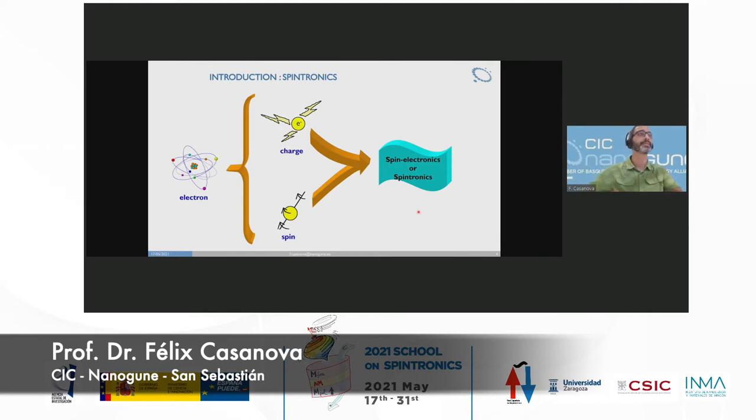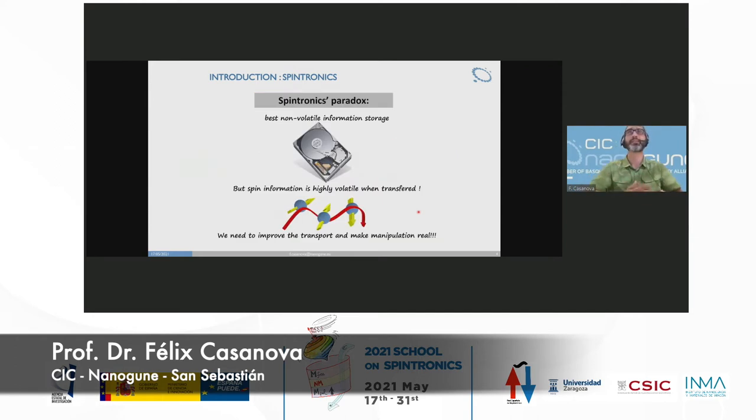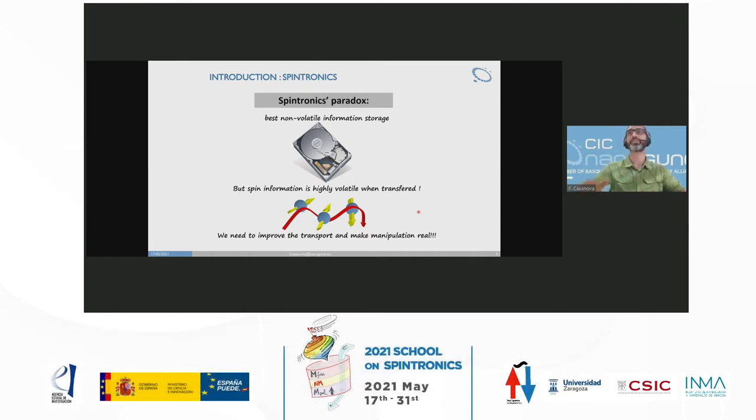However, the idea is very nice, but it's not that easy. It's kind of a paradox, because while the spin is the best non-volatile information storage when it's stored in a magnetic bit, in a magnetic material, once you try to take it away with a charge current, it's highly volatile. The spin information is lost very fast. So one of the goals of spintronics is to improve this transport of the spin information and manipulate it.